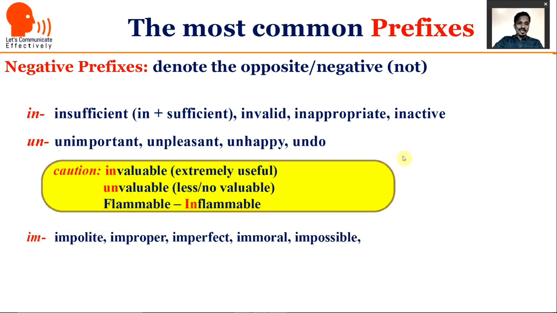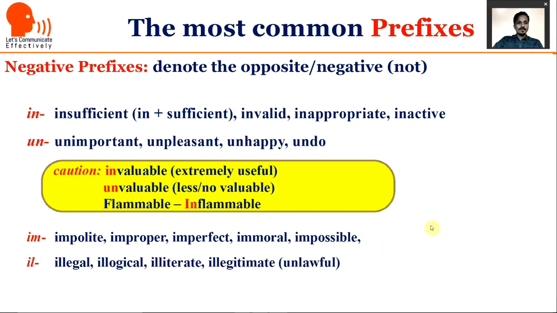Next, impolite, improper, imperfect, immoral, impossible, all are denoting opposite or the negation. Polite, a person is very polite, but that person is not polite, he is very impolite. Instead of saying not polite, we say impolite. Proper, not proper, no, improper is the correct word. Perfect, imperfect. Moral, immoral. Possible, impossible.